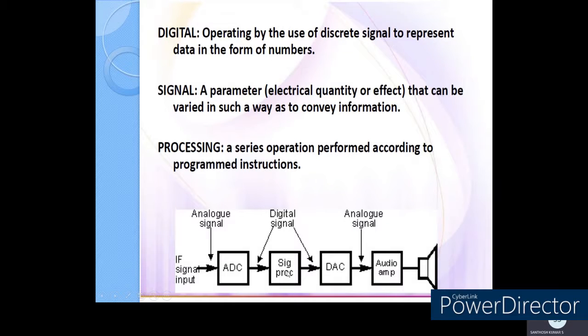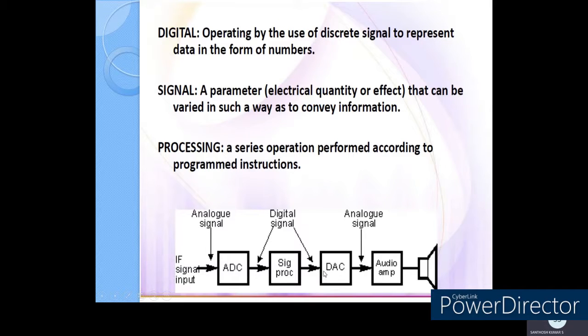Next, we use a digital signal processor, which is going to perform operations on the signals. For example, it may be filtering, removal of noise, modulation, demodulation, and many more things. If you want to remove some of the noise present, we can do that. Those are nothing but signal processing operations.